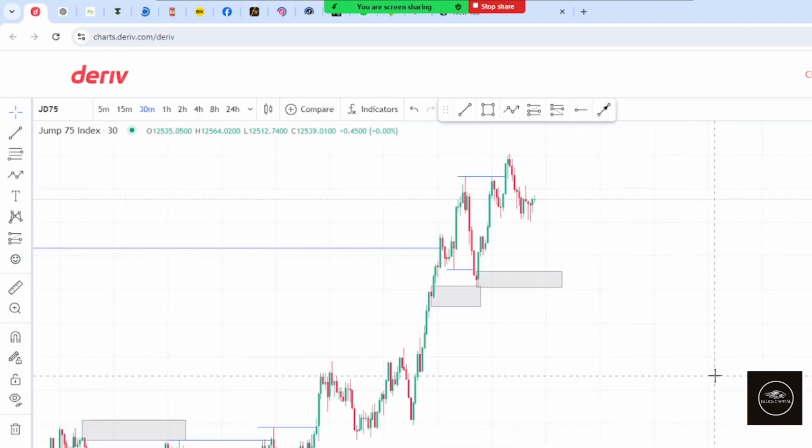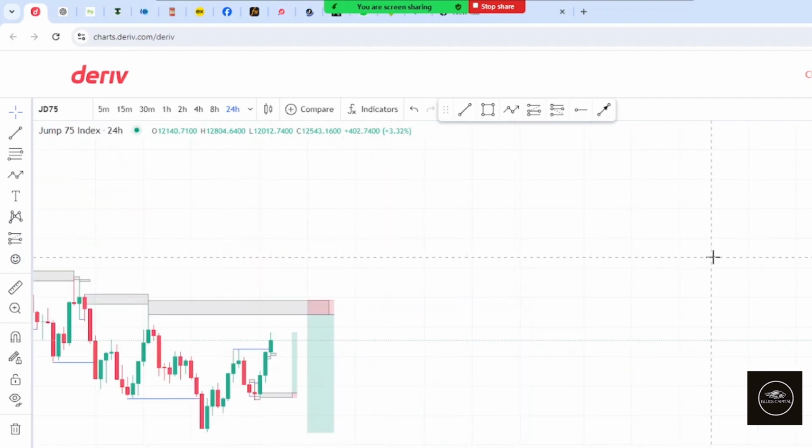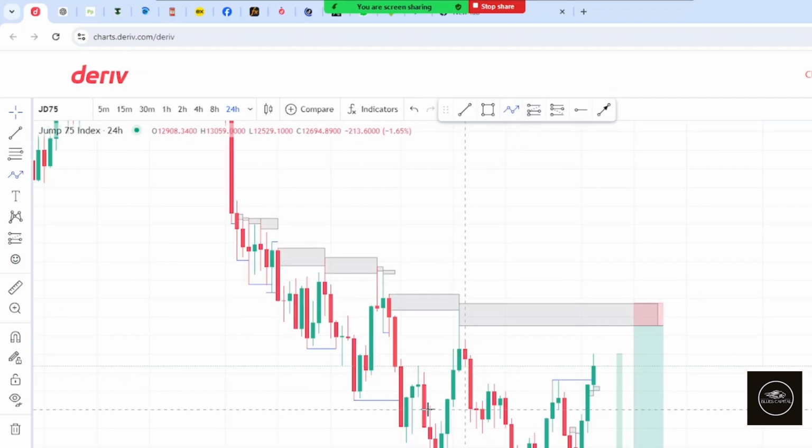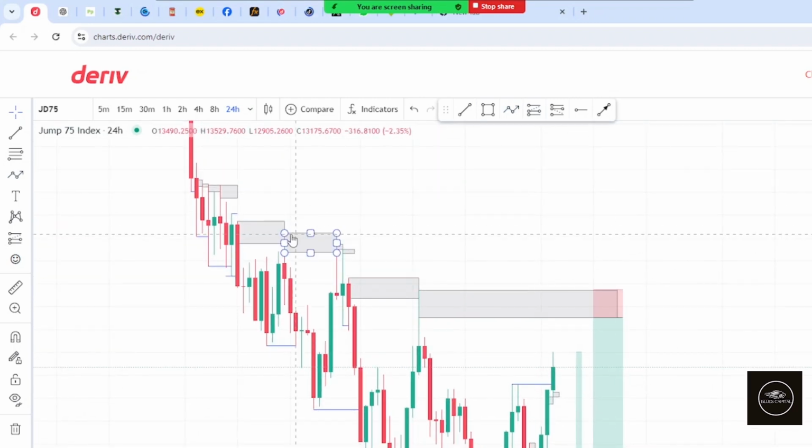That's why you have to work with what? Risk management. So let's start from the higher time frame, which is our top-down analysis, the 24 hours time frame. Starting from the higher time frame, which is the daily time frame, you notice something at this particular zone. What can you see? I'm seeing bearish moves.